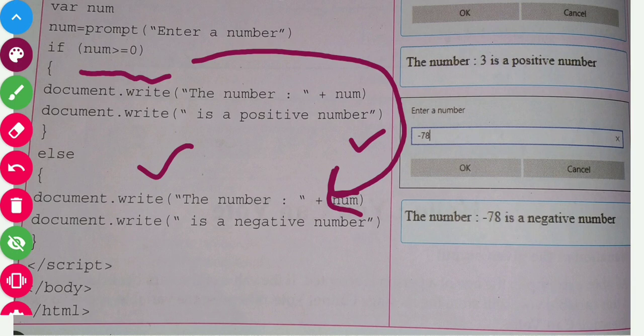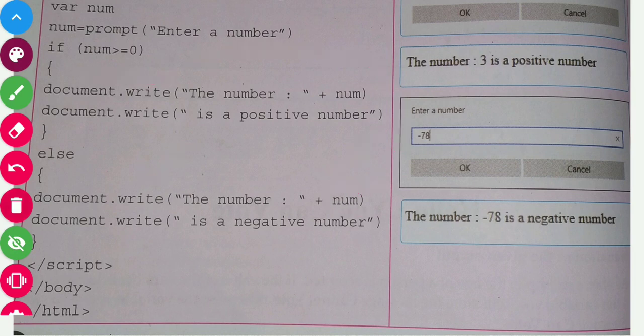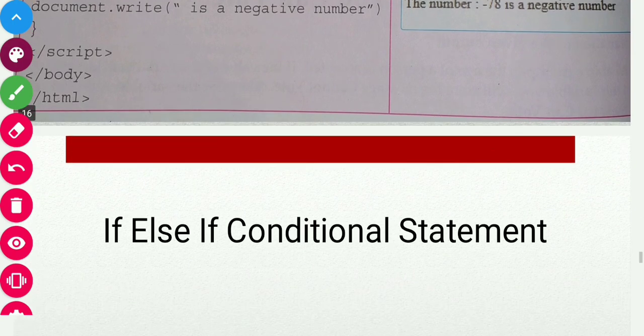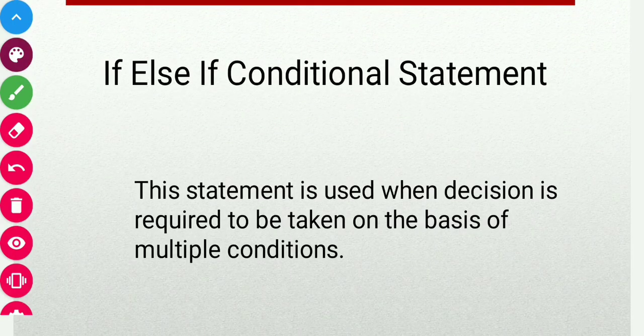So on this basis the conditions are executed, and if the condition is true, certain commands are executed, and if the condition is false, then some other instructions are executed. So here we have executed two parts. If a number is positive, then one message; if a number is negative, then another message is executed. Now moving to the next statement, we have the if else if conditional statement.